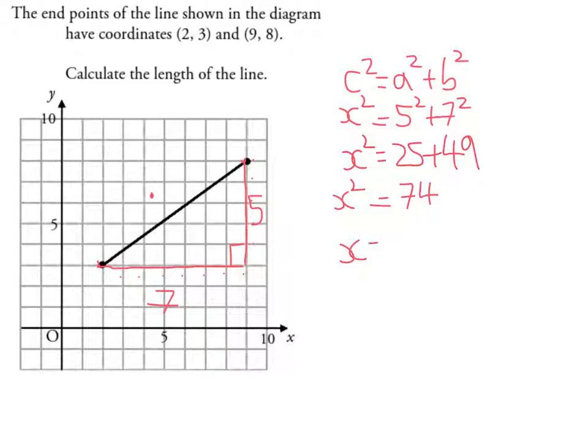Lastly, I need to square root our number, because that was x squared is equal to 74, so x is equal to the square root of 74, and if I put that into my calculator, x is equal to 8.6 to 1 decimal place.